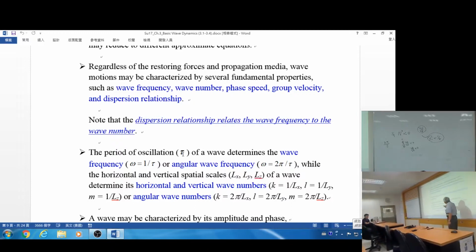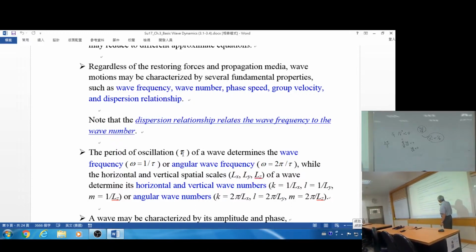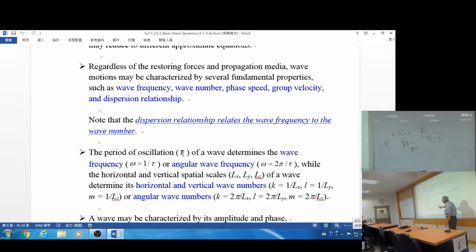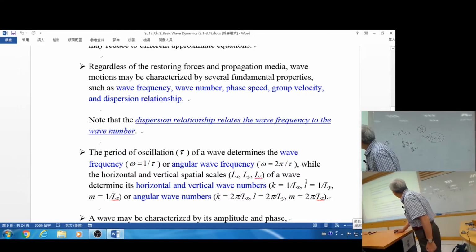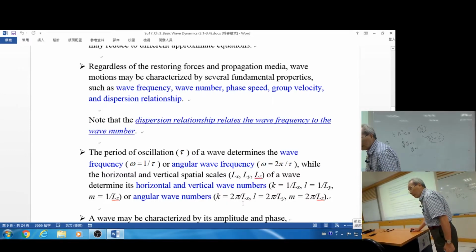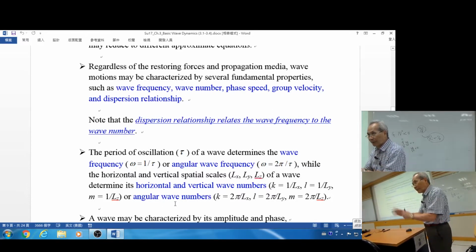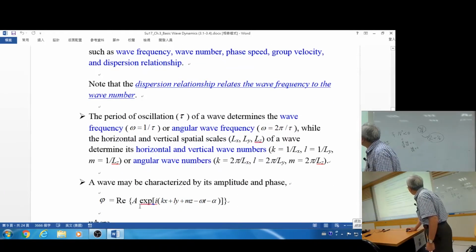Horizontal and vertical spatial scales Lx, Ly, and Lz of a wave determine the horizontal and vertical wave numbers. So k is 1 over Lx, l is 1 over Ly, m equals 1 over Lz. When you use 2 pi, you are not counting the number of waves, you are counting angle. So sometimes we use 1 over Lx, and sometimes 2 pi over Lx. These are angular wave numbers. Sometimes this causes confusion.